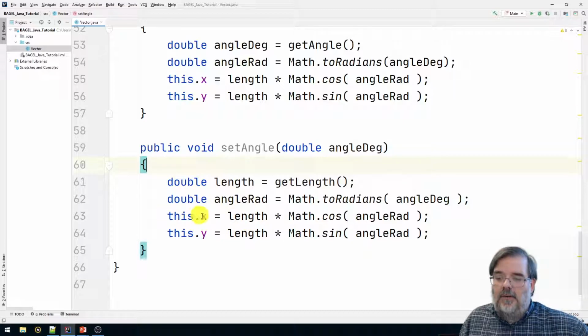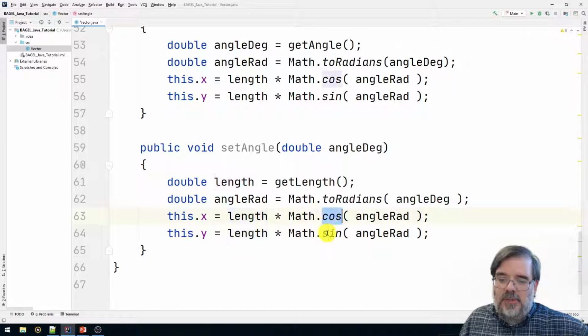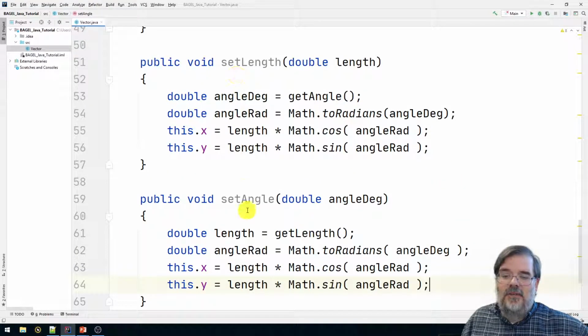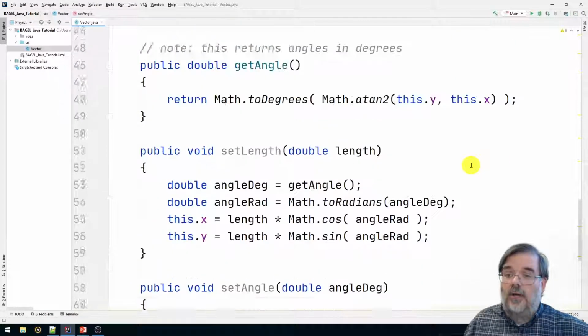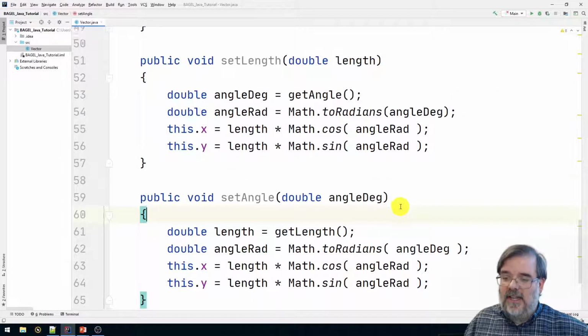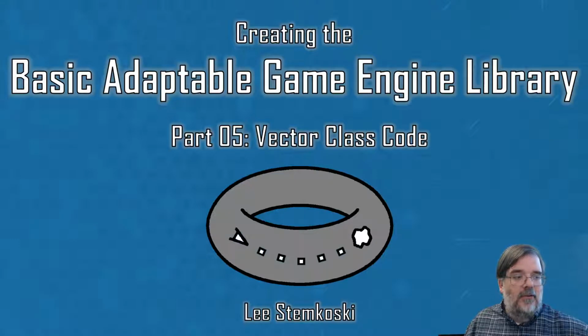In order to figure out the x and y values, the lengths of those two sides of the triangle, we just need length times cosine and sine of whatever the angle is. These formulas stay the same. The only thing that's different between these two set functions is which information you are given. In this case, you're given a length. In this case, you're given an angle. Either way, the mathematics stays the same. Cool. All right, so we've got get length, get angle, set length, and set angle. And I think all of that looks pretty good.